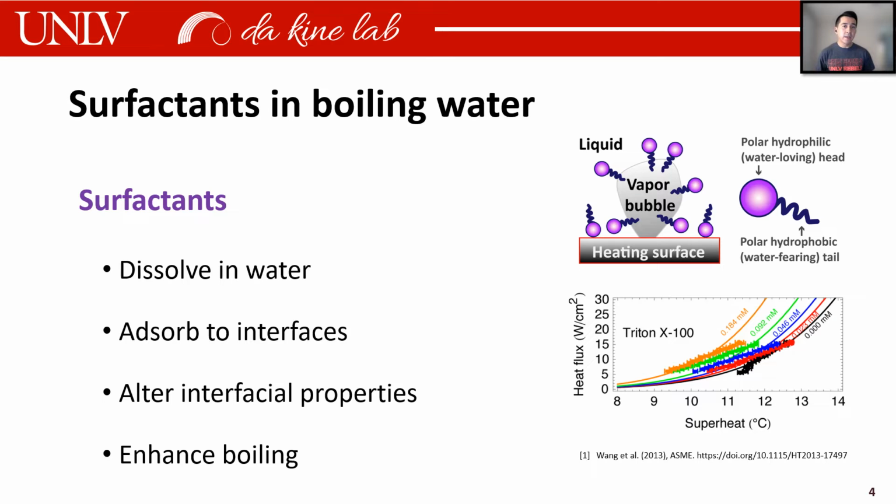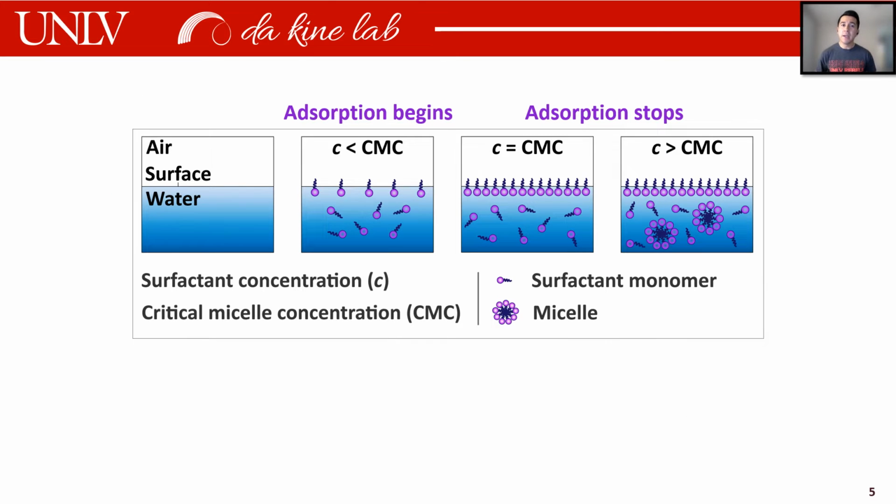So to better understand surfactants, we need to also look at another property of surfactants, which is the CMC. The CMC is the critical micelle concentration. At concentrations lower than the CMC, the absorption at the interface or interfaces begins. At or near the CMC, the absorption stops and the surfactant monomers are just swimming around the solution or the boiling water. At concentrations above the CMC, the absorption has also stopped, but the surfactant monomers form micelles, and this process is known as micellization.